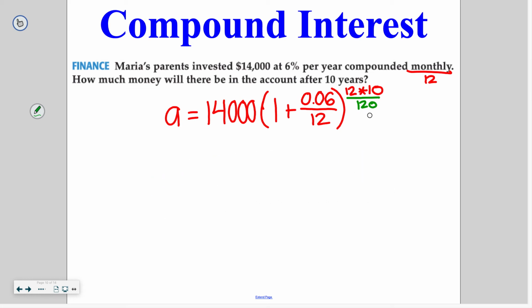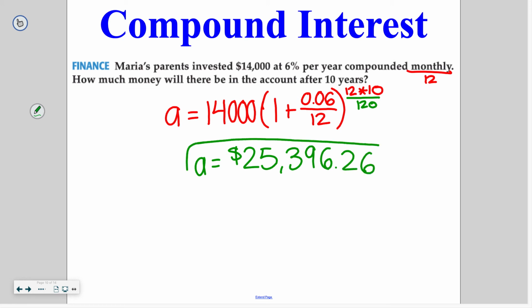So make sure before you type it into your calculator, you are solving that part so that you have 14,000 parentheses 1 plus 0.06 divided by 12 parentheses, and then that caret function, and then you plug in the 120, and that is going to give us a final amount of $25,396.26.